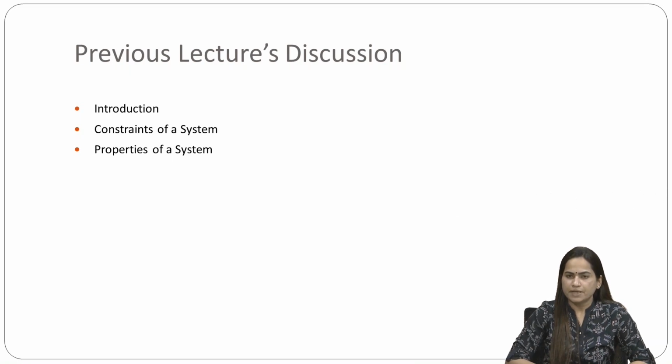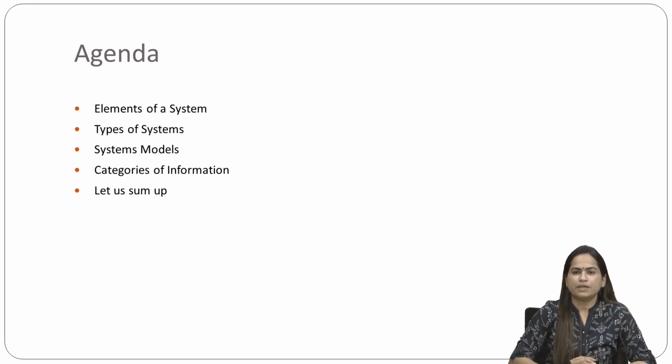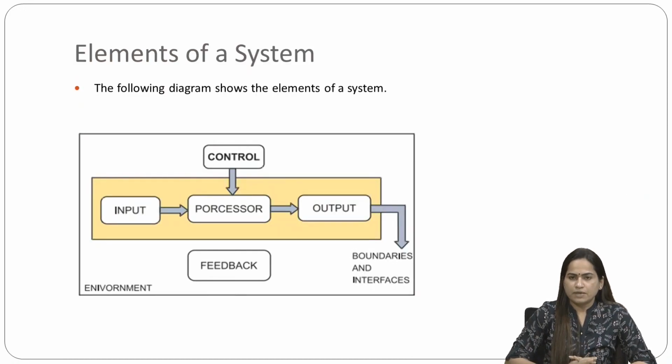Different properties we have are the organization of the system, interaction, interconnectivity, and interconnection, which we have already seen. Now we are going to see the next point. In today's lecture, we will try to cover elements of a system, types of a system, system models, categories of information, and at the end we will summarize whatever we have discussed. So let's start with our discussion.